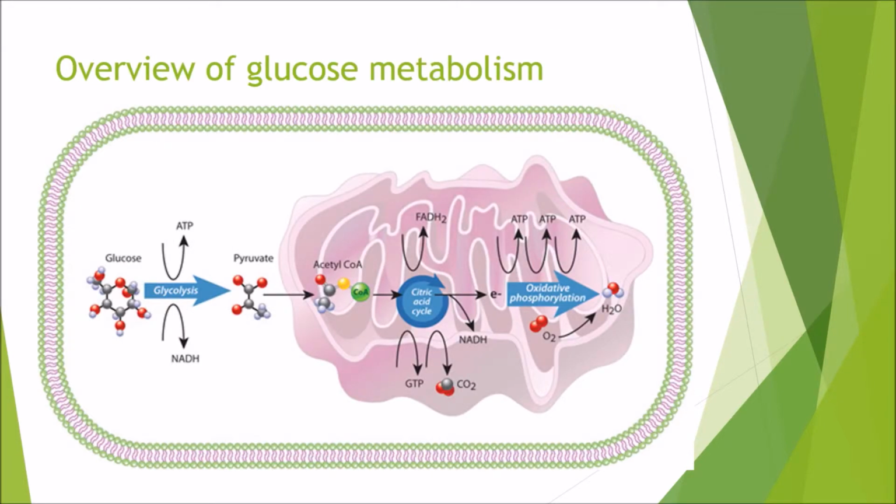So this here is just a basic overview of glucose metabolism. Essentially there's three main steps. You've got glycolysis, the citric acid cycle, or TCA cycle, or the Krebs cycle, and oxidative phosphorylation, or the electron transport chain. And in this presentation we're just going to be covering this first step here, which is glycolysis, which is going from glucose to pyruvate.